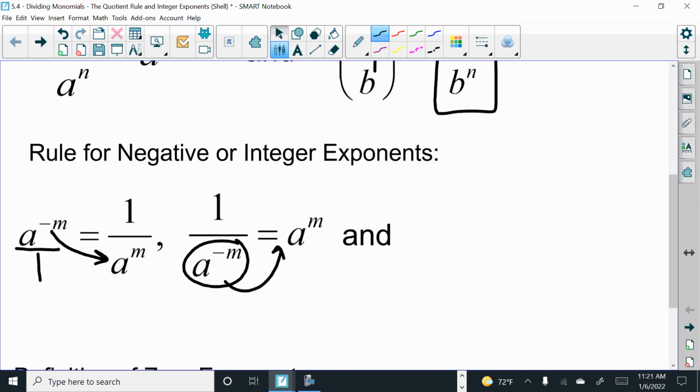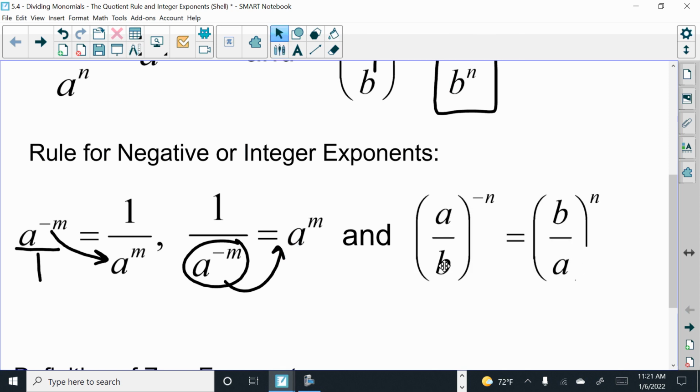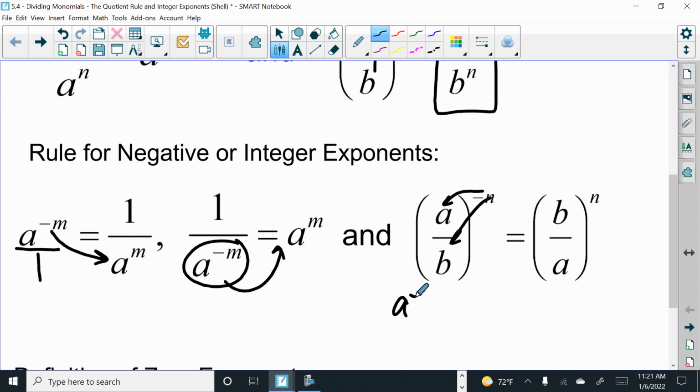And then one nice pro tip here, guys, is this bad boy right here. For this, we got a over b, all to the negative n power. You have two choices. You can distribute this, and then that will become a to the negative n over b to the negative n. And then this b to the negative n goes to the numerator, becoming b to the positive n. This a to the negative n goes down to the denominator, becoming a to the n. You could do that. Not a darn thing wrong with that.